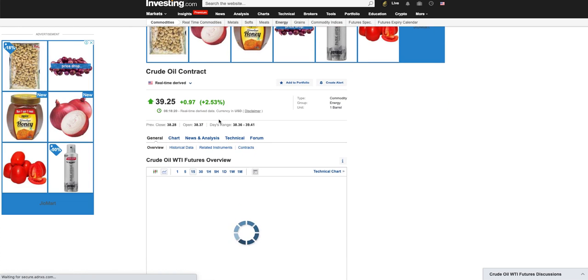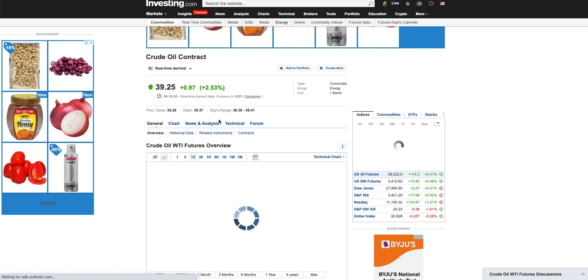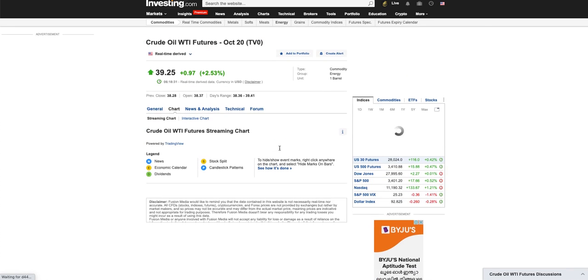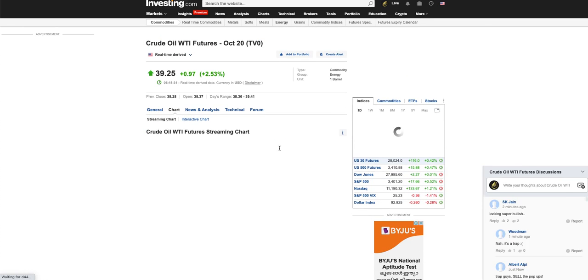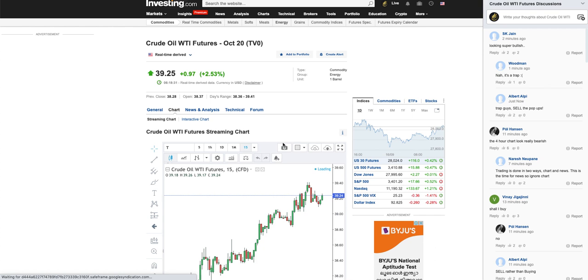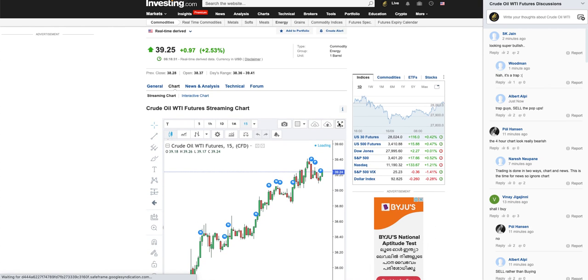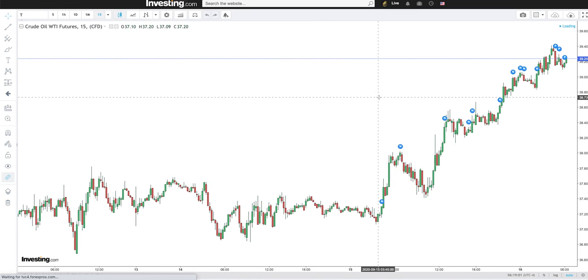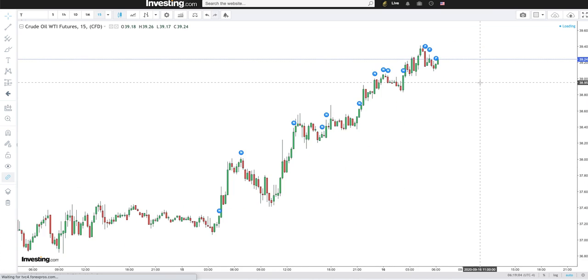So we have over here the crude oil contract right now. Now the pricing mentioned over here is actually in US dollars, so kindly note that. If I click on technical chart and the enlarged chart, I'll basically get redirected to an enlarged chart. So I'm just opening it up. The 15 minutes time frame is what is being used, and right now it looks bullish.